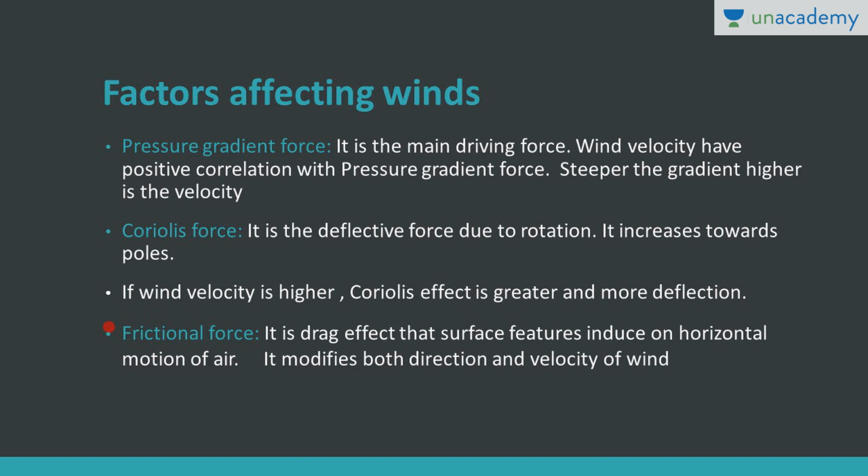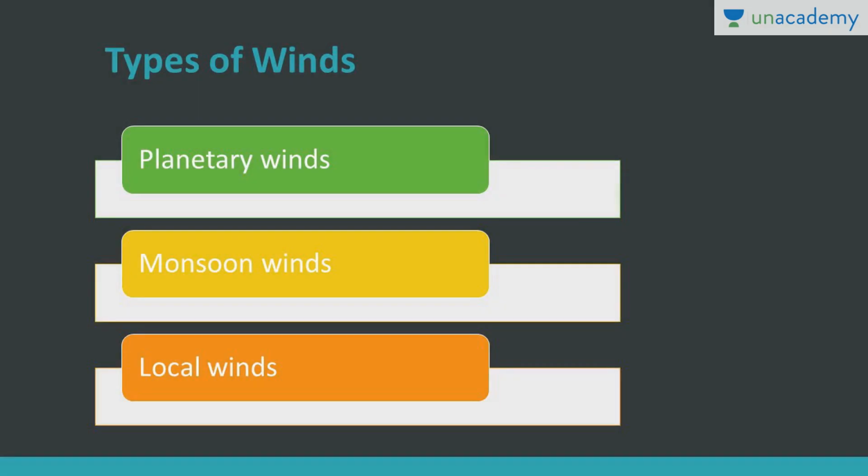The third factor affecting the wind is frictional force. This is the drag effect that surface features induce on horizontal motion of air. So this frictional force modifies both the direction and the velocity of wind. So these are the three factors affecting winds. There are mainly three types of wind. One is planetary winds, the second is monsoon winds or seasonal winds, and the third one is local winds.